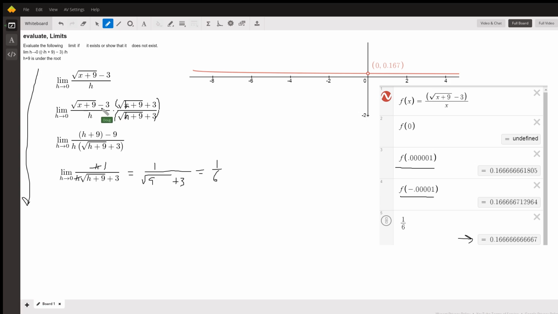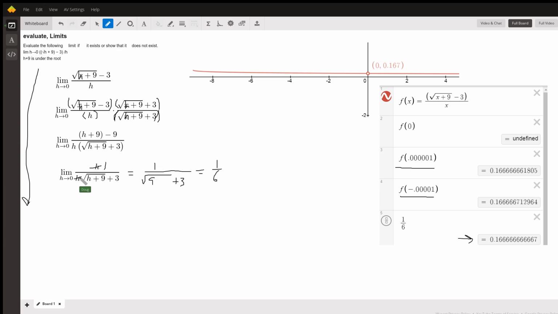Plus 3, the opposite sign. The reason is because the product of these two factors, this is supposed to be an h also, is a difference of squares. And so this is like a minus b times a plus b gives you a squared minus b squared. So when I square the radical, I get h plus 9. When I square the 3, I get minus 9. That new numerator becomes an h. In the denominator, we have this h times this factor.